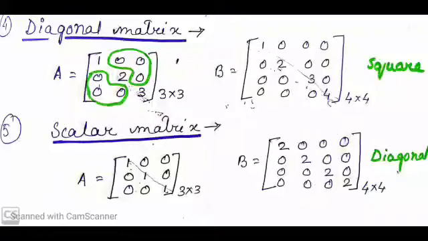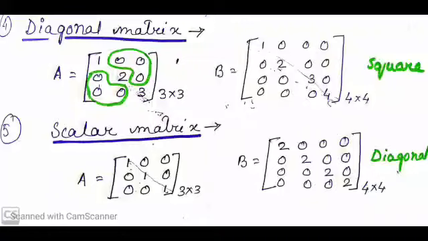In the second example we have the diagonal elements 1, 2, 3 and 4. So this is the 4 by 4 matrix. So see, these two matrices are square matrices. So to get a diagonal matrix, the matrix should be a square matrix. That means the number of rows and the number of columns should be equal. So we can say a diagonal matrix is also a square matrix, but all square matrices are not diagonal matrices.